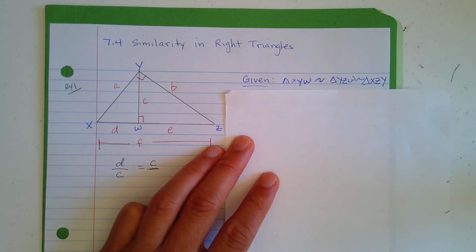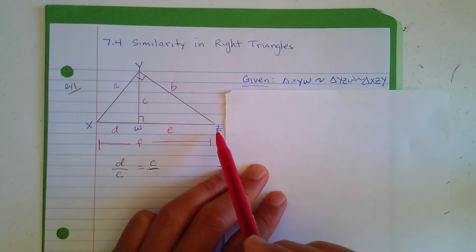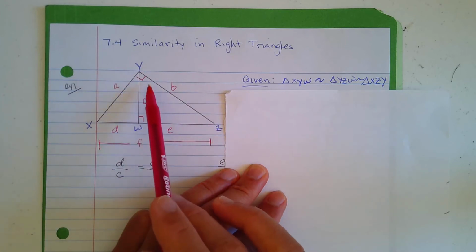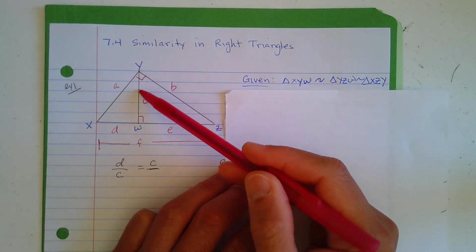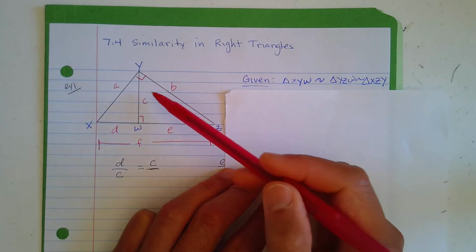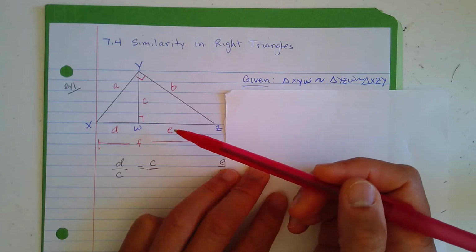Hello students, today we're going to talk about section 7.4, similarity in right triangles. We have triangle XYZ, and triangle XYZ is a right triangle. YW is the altitude to the hypotenuse XZ. YW creates two other right triangles.